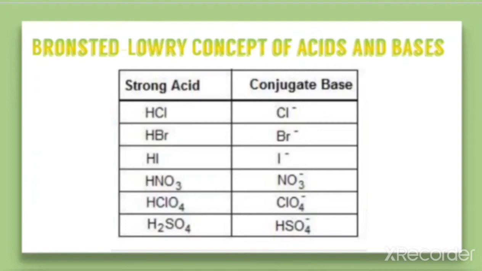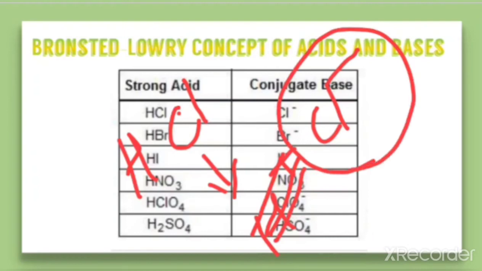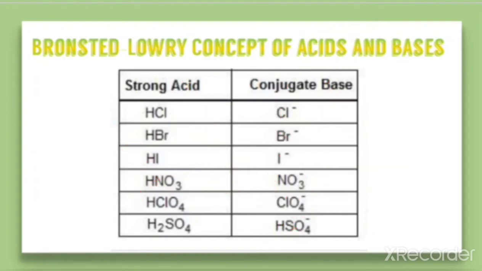Here HCl is an acid, so it must give H plus. How do you split HCl? HCl can be split into H plus and Cl negative. That means when the H plus is removed, what is remaining? Cl negative is remaining. So that is the conjugate base. Similarly, for HBr, the conjugate base is Br negative. For HI, the conjugate base is I negative.